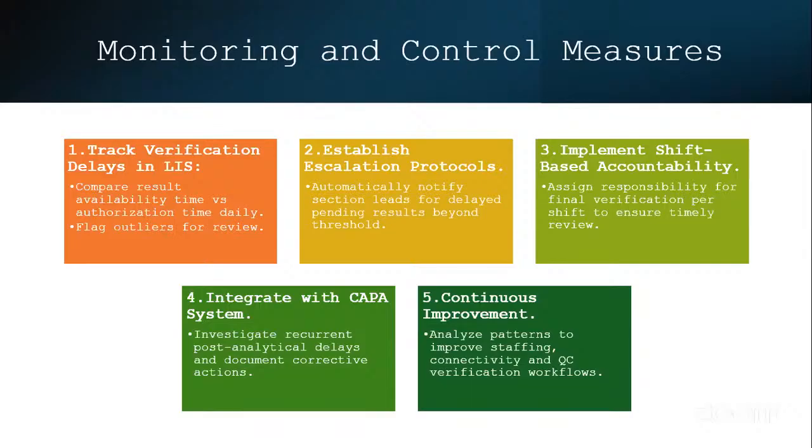Then finally, we look at continuous improvement. Always analyze patterns to improve staffing, to improve connectivity, to improve QC verification workflows. As I've said, whenever we have recurrent post-analytical delays, do what we call trend analysis. When you do trend analysis, you are analyzing identified patterns to see what is hitting us the most. Once you identify that, if it's staffing issues, work on staffing issues. If it's connectivity issues, work on connectivity issues once and for all. If it's QC verification workflows, kindly work on that and put it in place and make sure that it sticks as such.